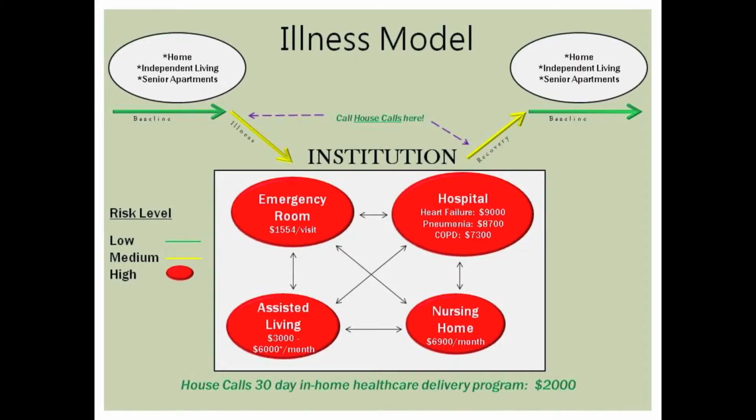The green baseline that's shown is meant to indicate a low risk level where most elderly people function very independently at home. And this can be in a house, in an independent living center, or in a senior apartment. They have a stable baseline medical status and adequate support with family and friends, and they tolerate the little ups and downs of daily living just fine.